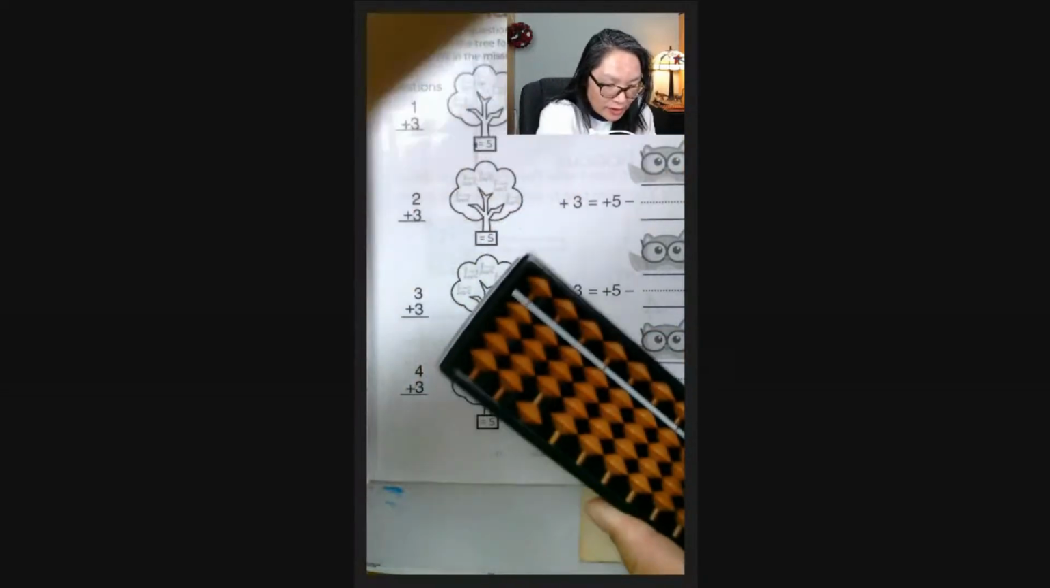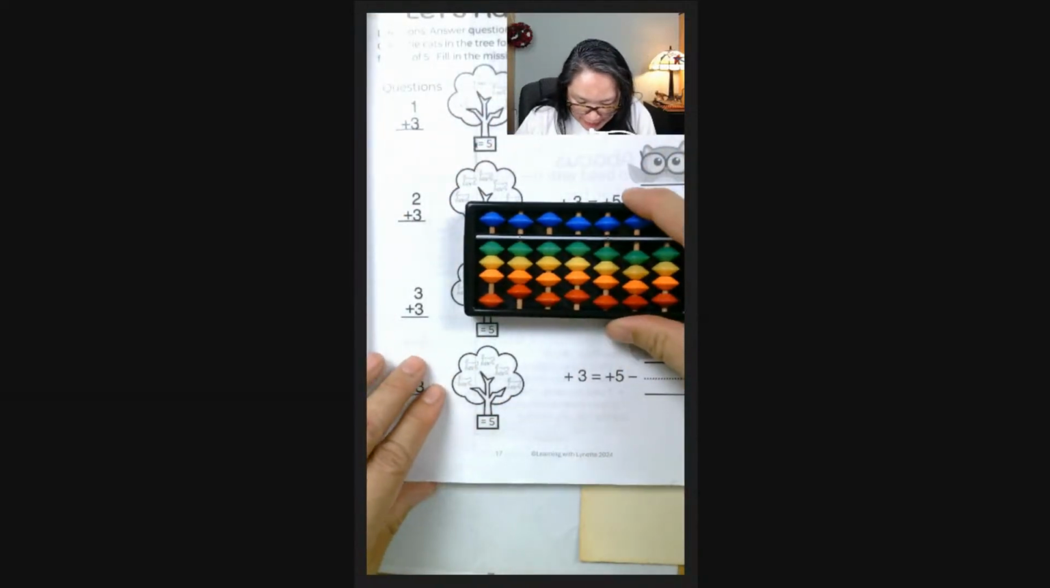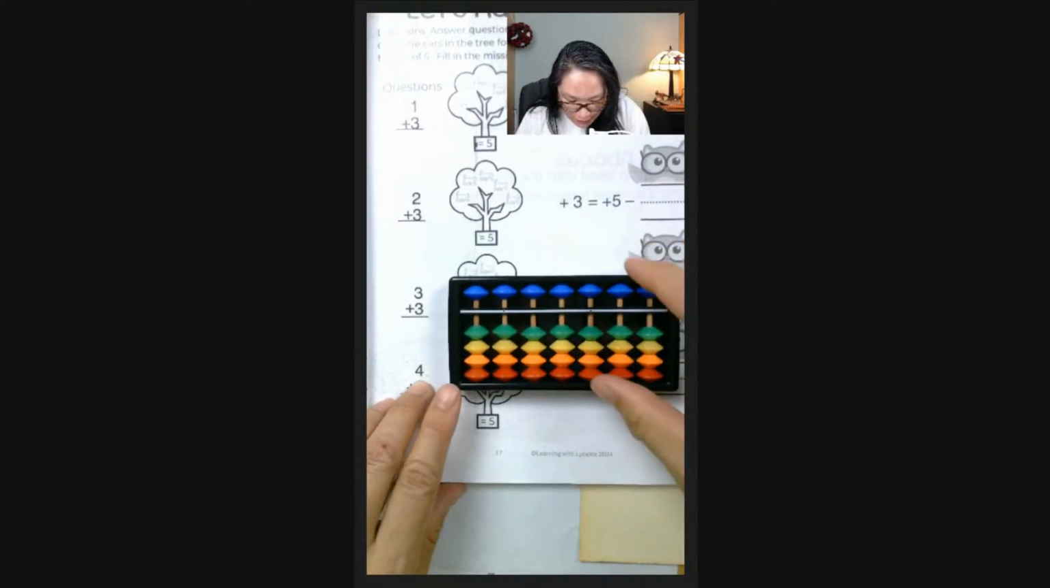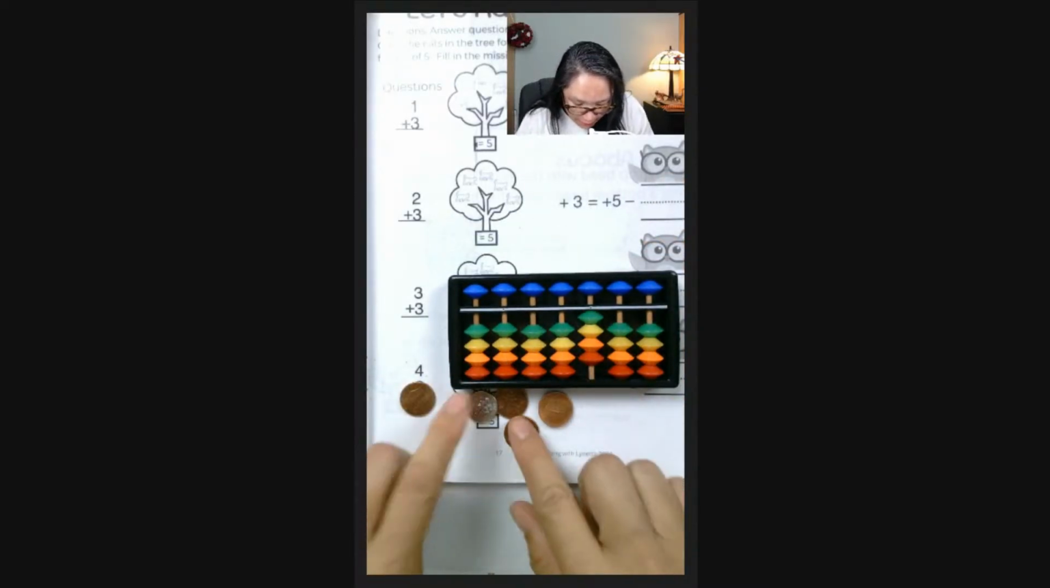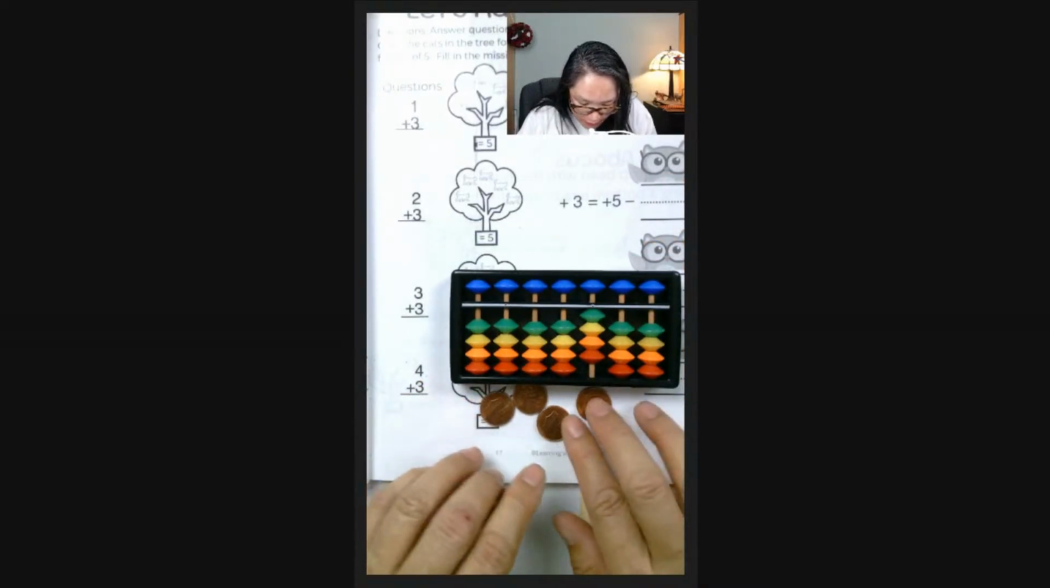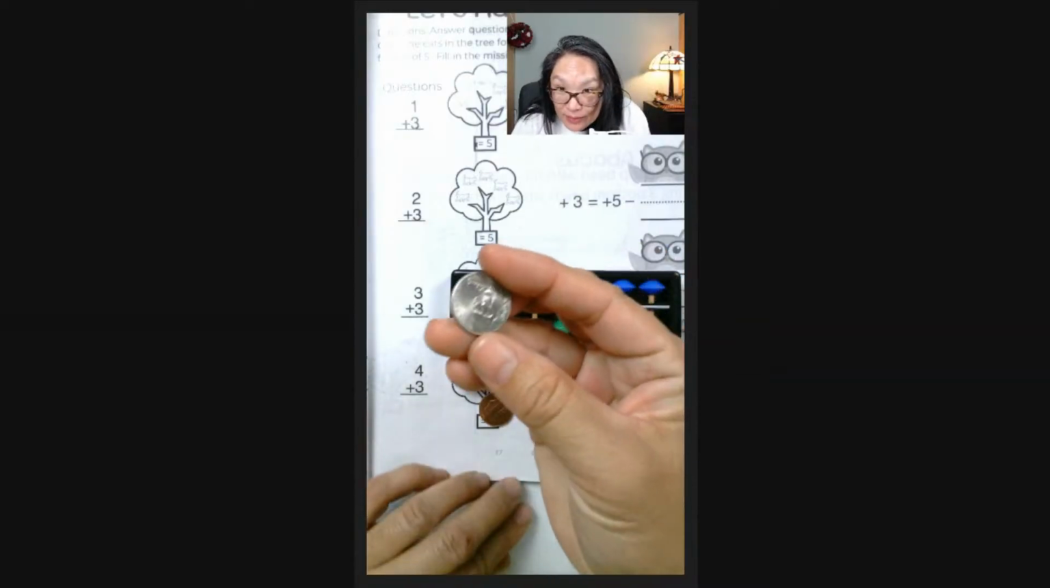Vera, I'm going to change back to the colored one because it's pretty. So here, if I did 4, I have 4 on my abacus, 1, 2, 3, 4. And then what happens? I have 5 cents.